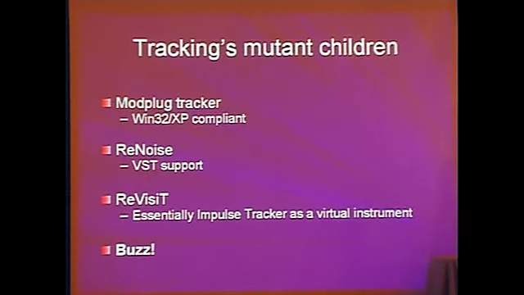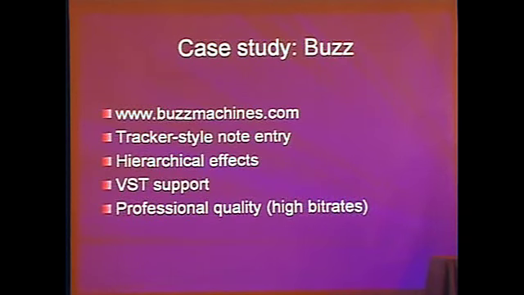There's also tracking's mutant little children, ModPlug, Renoise. I think Andy showed a Renoise screenshot in his presentation. Revisit, which is basically Impulse Tracker as a virtual instrument you can drop into Cubase, as weird as that sounds. And then my favorite, which is Buzz, which is what I'm actually going to show you. Buzz is a weird beast. It combines tracker-style composition methods with hierarchical effects, VSTs, 24-bit audio, and a real professional sounding package, or at least as professional as someone who's not a major software corporation is going to get.